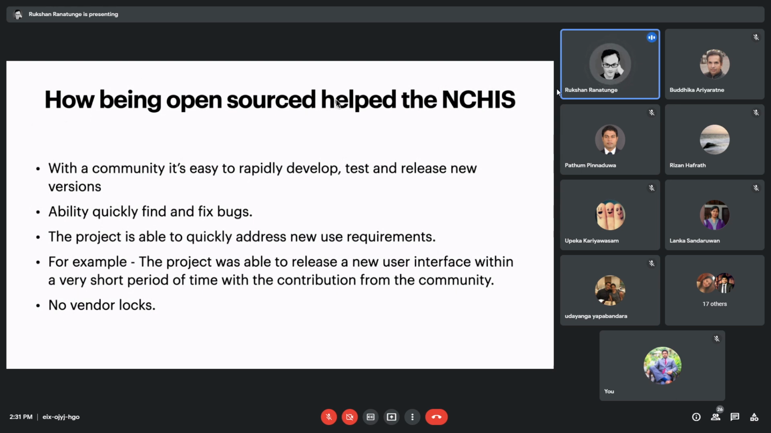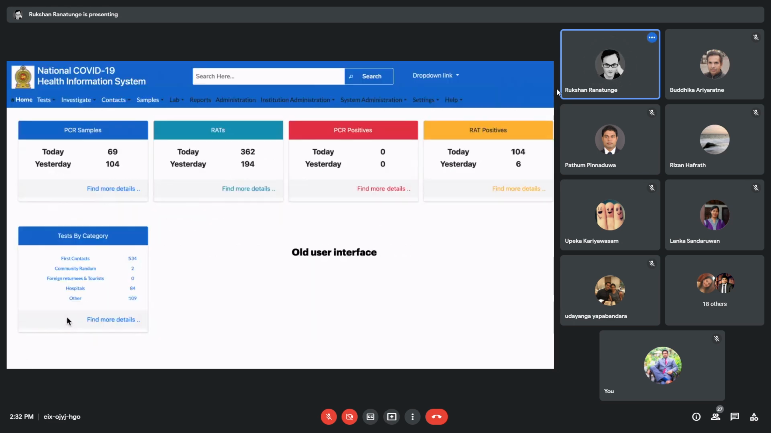For example, we can also quickly address new user requirements. If we get a new requirement from the health sectors, we are able to build that user requirement, test it, and release it within 2 to 3 days. And this is all thanks to the great community that we are having. And especially we don't have any vendor lock, so we don't depend on any proprietary software to develop the system.